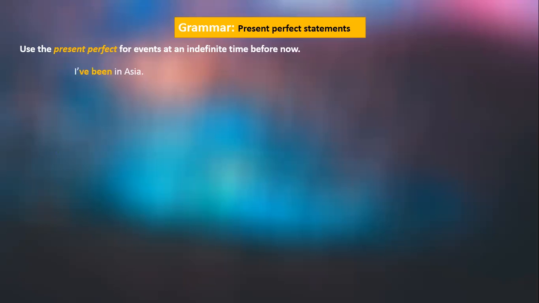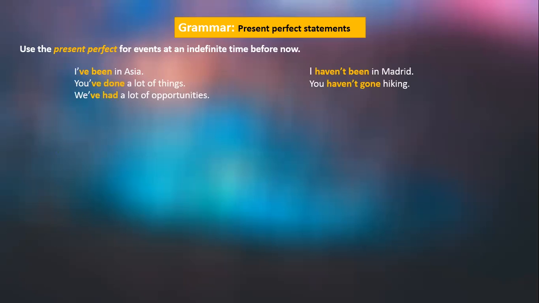For example, I've been in Asia. I haven't been in Madrid. You've done a lot of things. You haven't gone hiking. We've had a lot of opportunities. We haven't saved enough money. They've worked in Cali. They haven't traveled in North America.